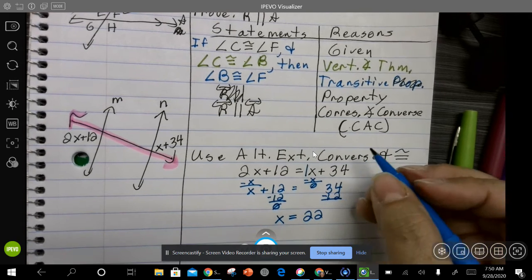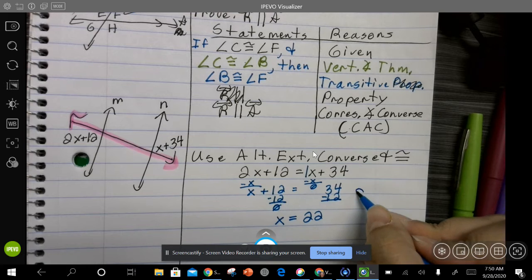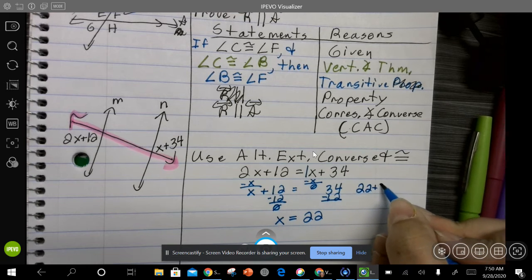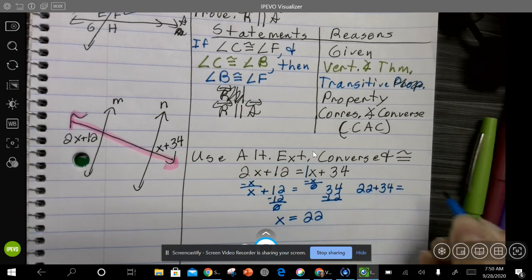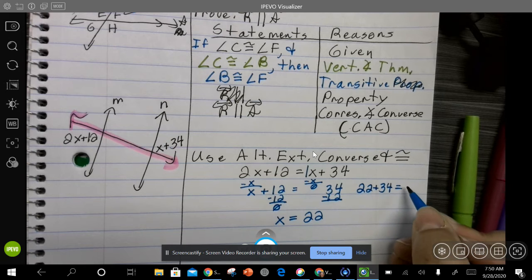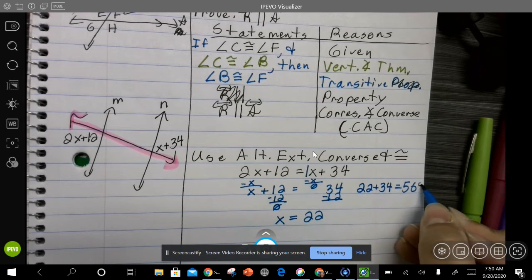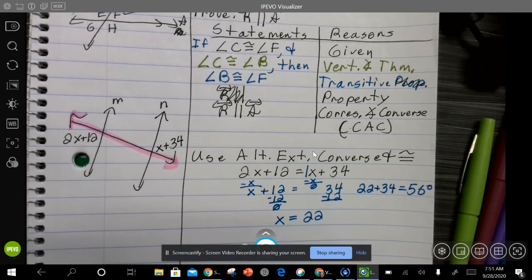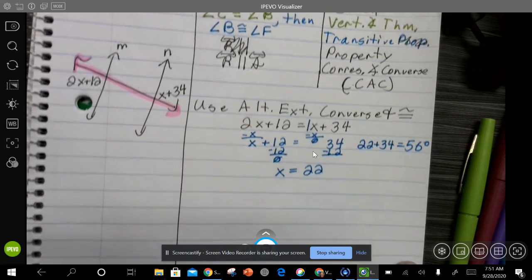If they asked us to find the angles, we would just substitute in 22 plus 34. So that would give us 56 degrees. So if they asked us to find the angles, everybody. Okay, what if we had this one?